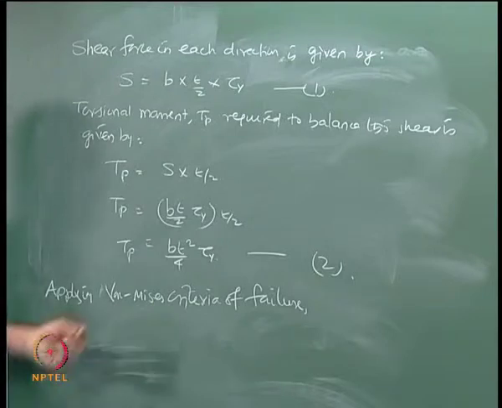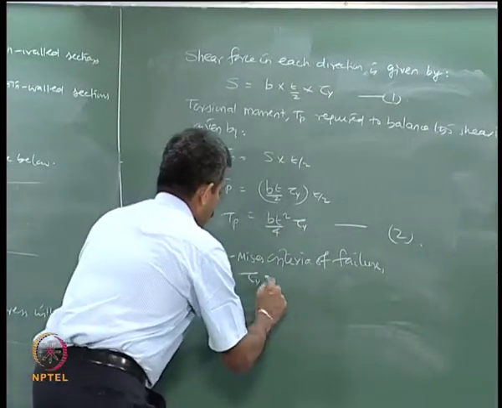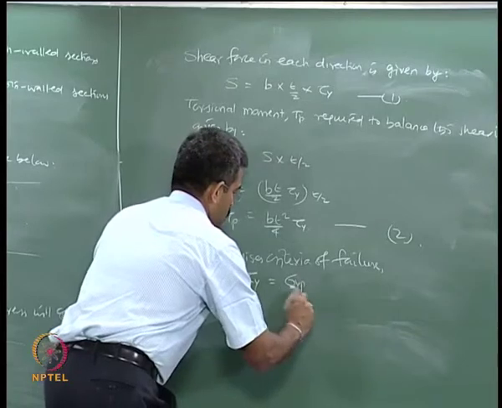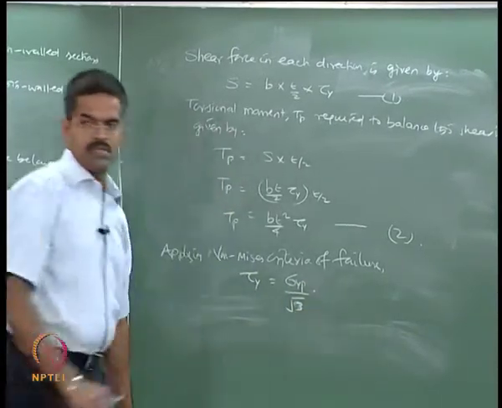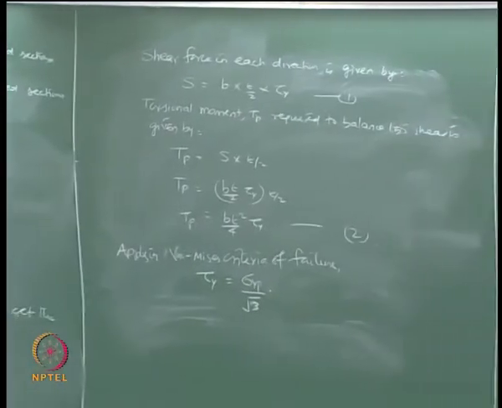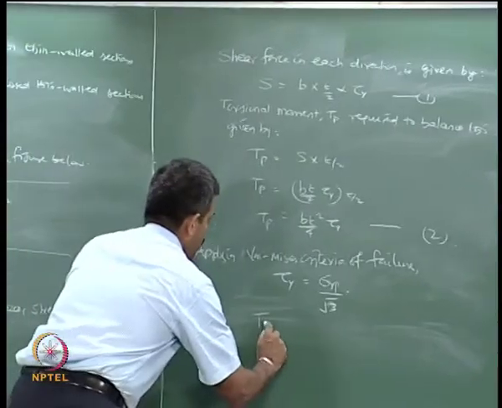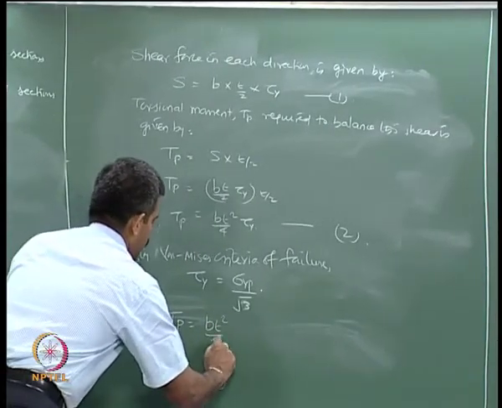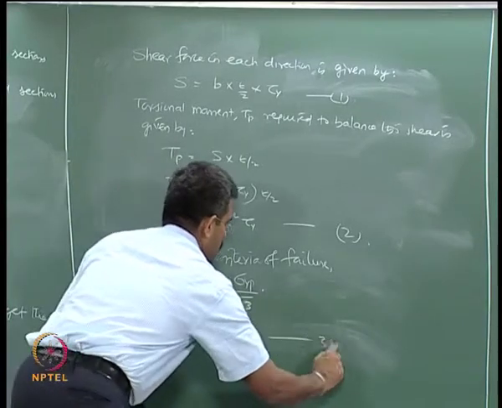Maximum distortion. So, what does the shear tau talk about there? What is the maximum value of shear? So, tau y will become equal to sigma yp by root 3, is it not? Therefore, my Tp will now become Bt square by 4 sigma yp by root 3, and so on.